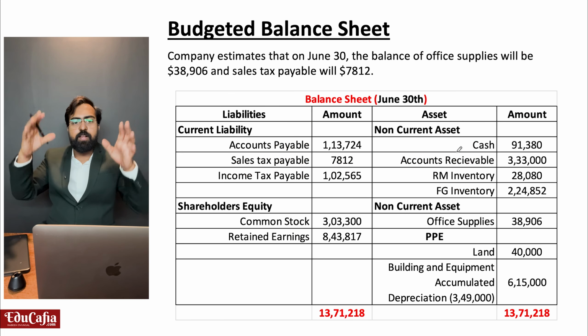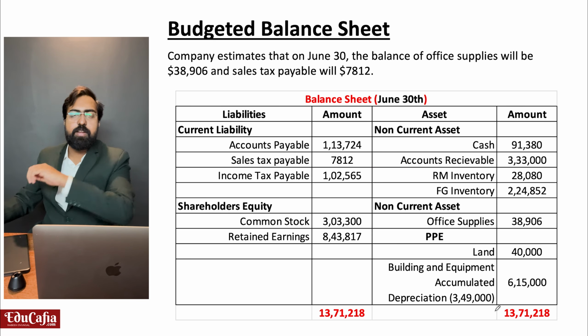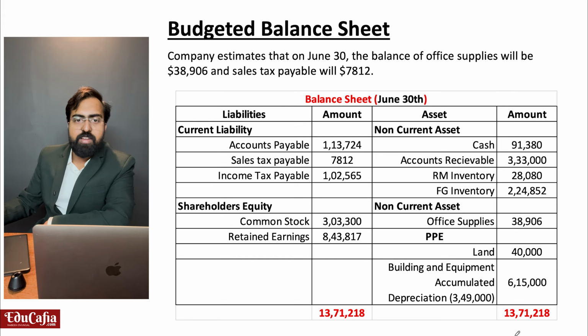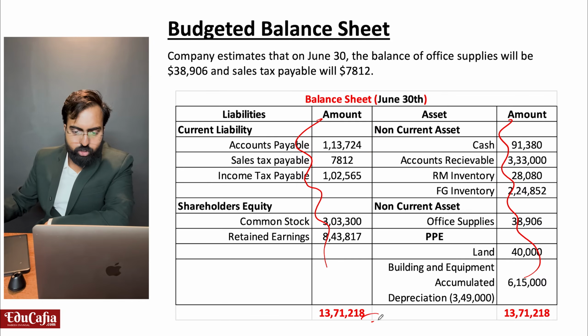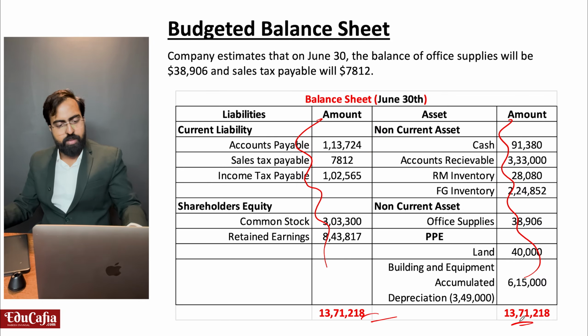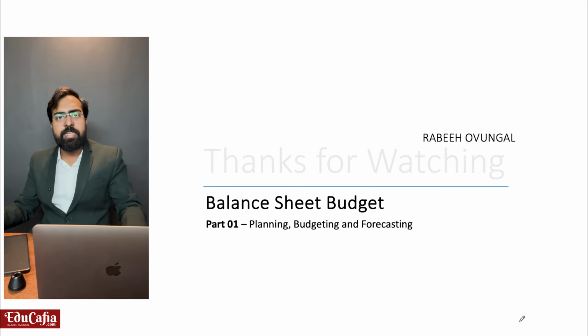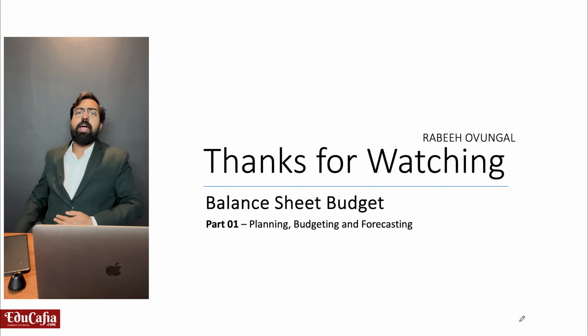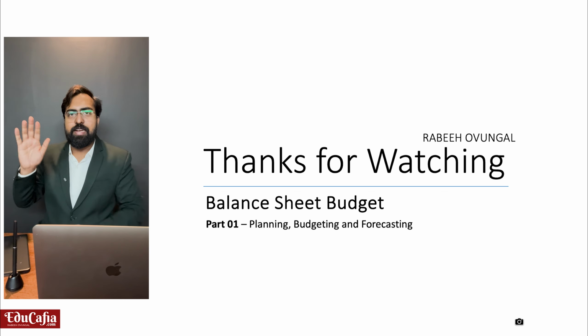So this is how we prepared the June 13th budgeted balance sheet. Very easy, right? Very easy. So the asset side and liability side should match. Okay, that is matching. So this is how to prepare the budget, and here section B part 1 ends.